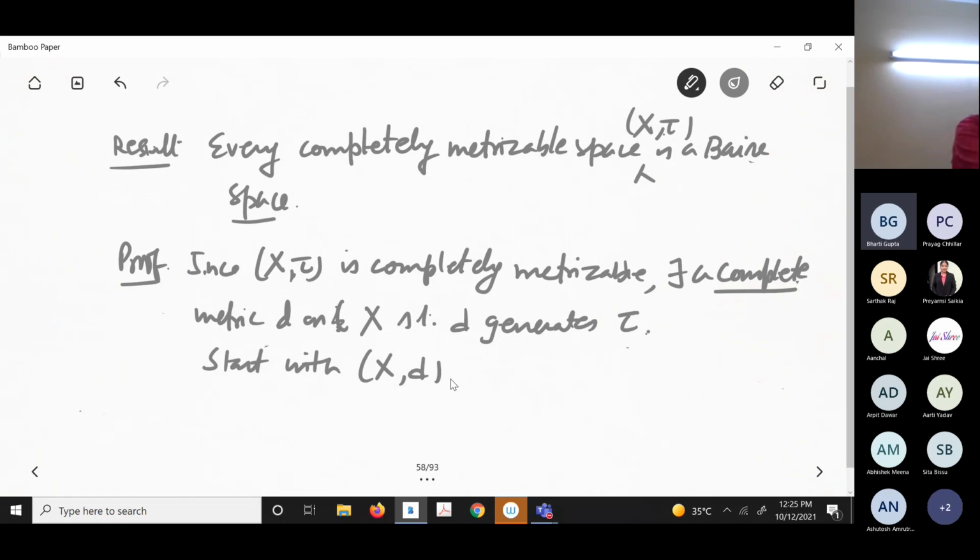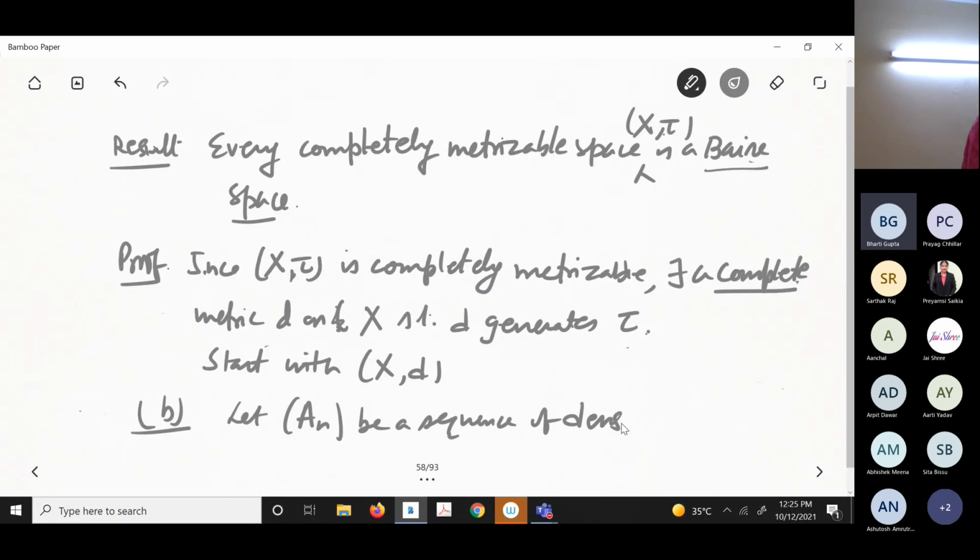Second thing is that it is a Baire space. I'm not going to prove that every non-empty open set is of second category. I am going to use that previous result, I think Theorem 4.2, condition B, to prove this is a Baire space. That means, suppose, now look, let A_n be a sequence of dense and open sets in (X, tau).